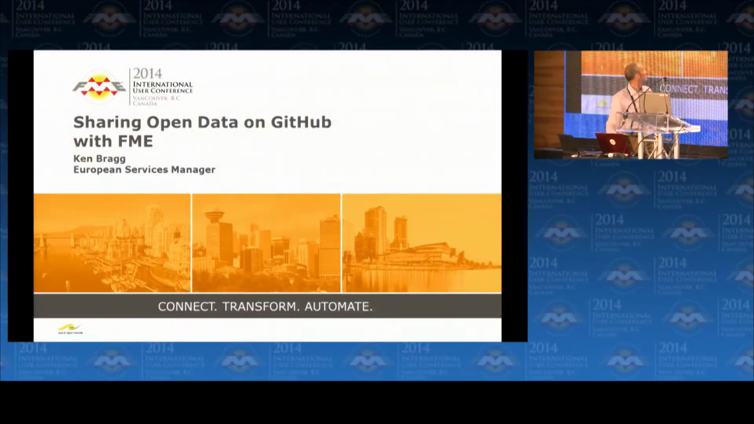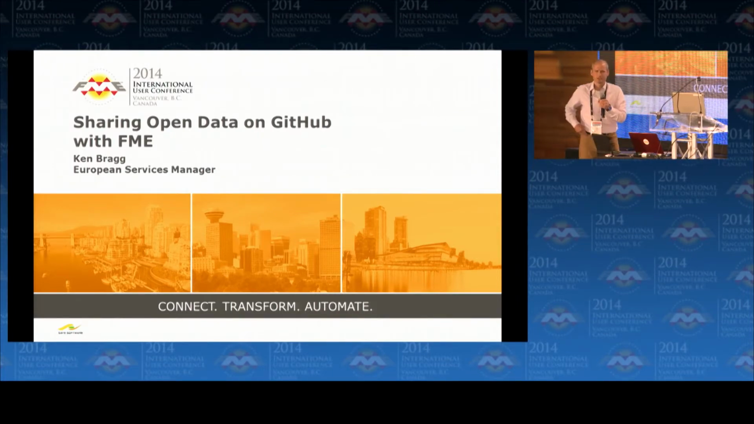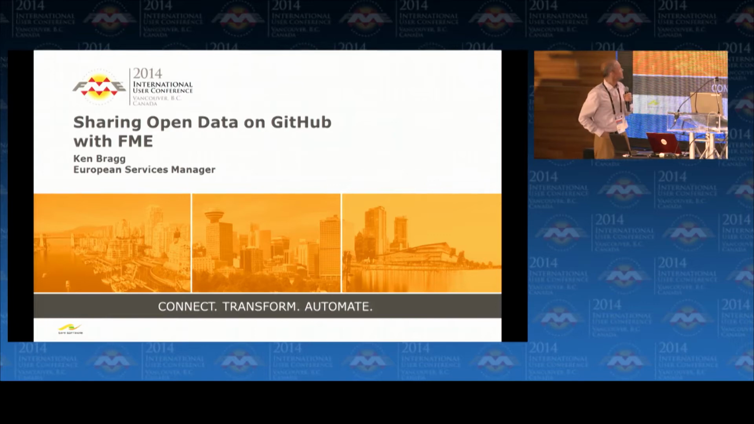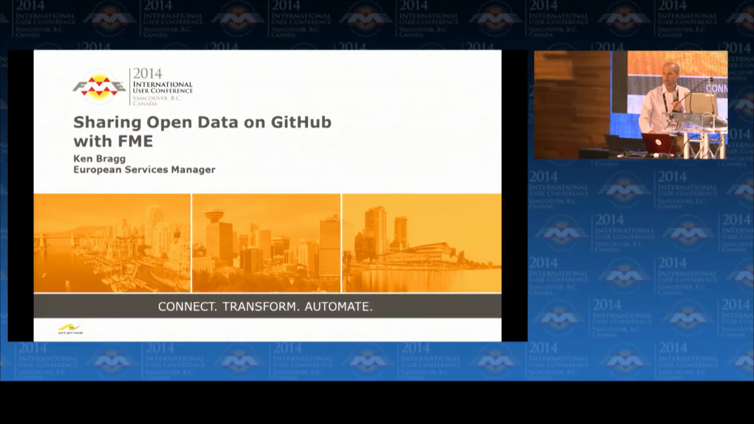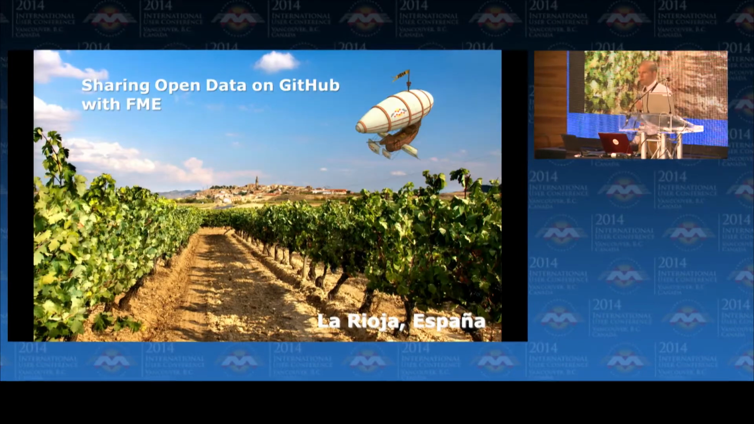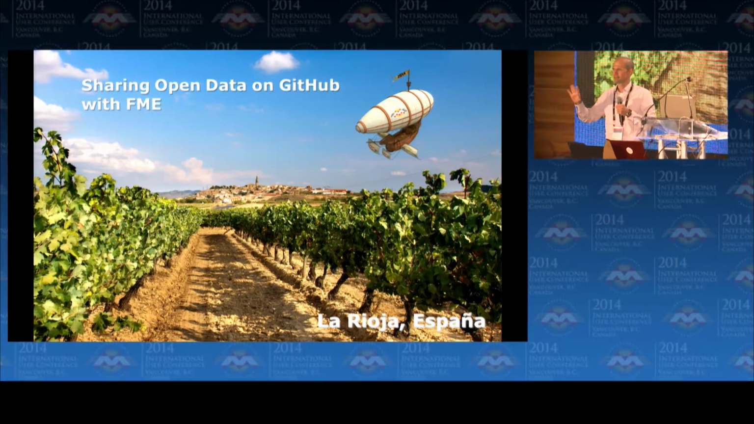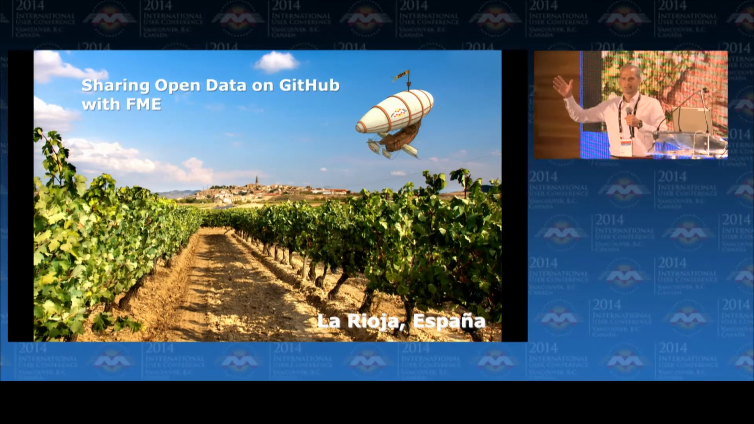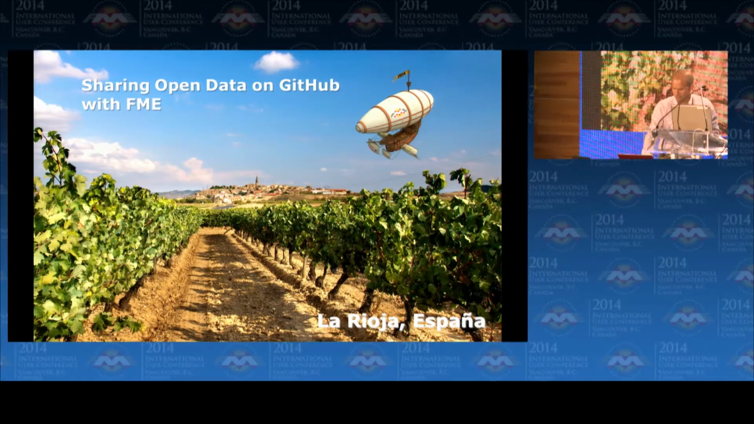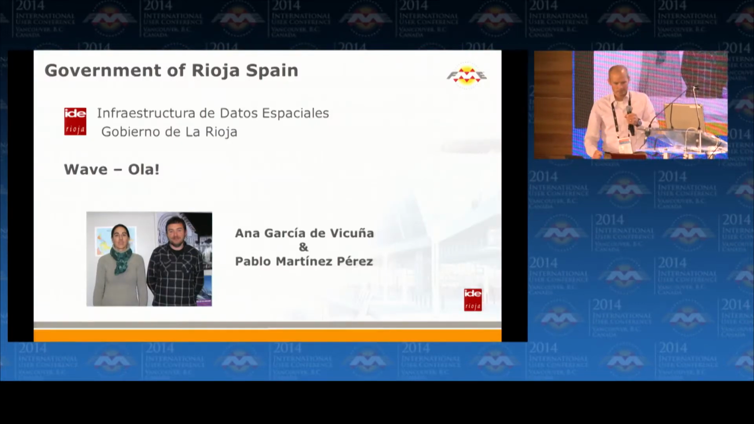And yeah, so I'm going to be talking about a story of sharing open data on GitHub with FME, once everybody's settled. This story takes place in La Rioja, the state in Spain. I think many people know about this state because of what? The wonderful wine that comes from the state of La Rioja. And this story came to us.